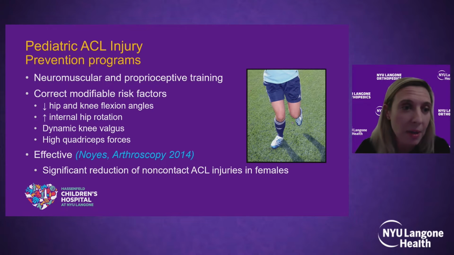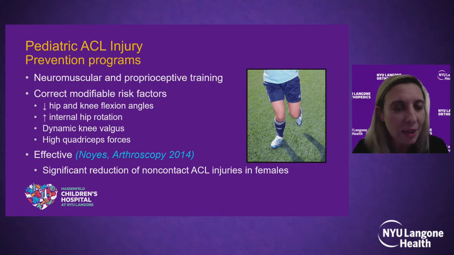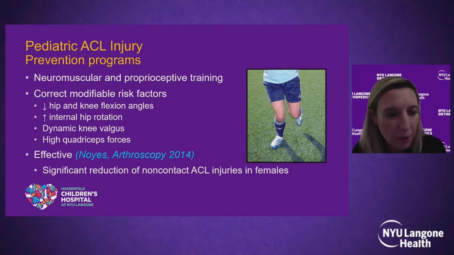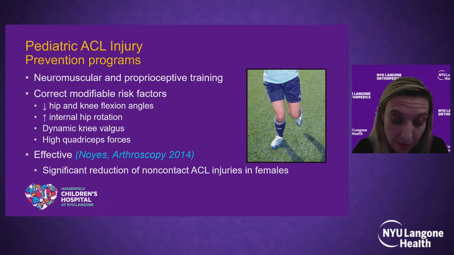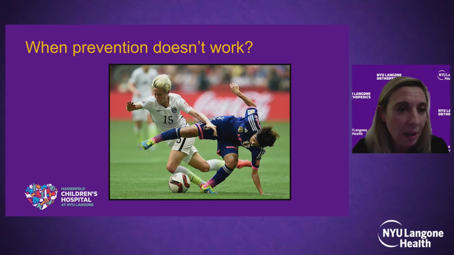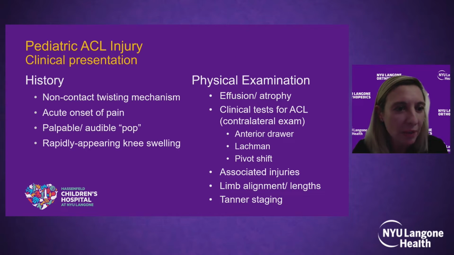And this is frustrating because prevention programs exist and they are effective. And I've listed here the things that we work on with the prevention program and some of the data that tells us that when we implement them correctly, they work. But so what happens when prevention doesn't work? And so that's the kid who comes to your office and she or they say, I twisted my knee, I heard the pop, I felt the pain, and then the tears.